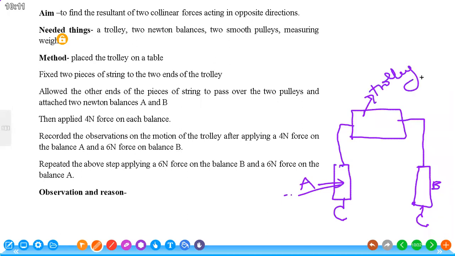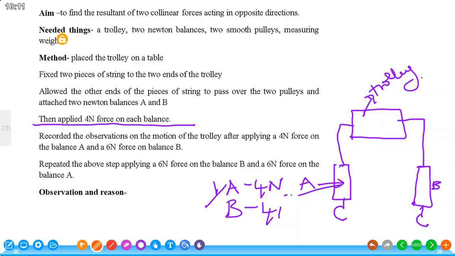The first thing we should observe is the method. Allow the other ends of the pieces of string to pass over the pulley. Now apply 4 Newton forces on each balance. First condition: apply 4 Newton on balance A, and on balance B also apply 4 Newton. So what is the observation you got, students?